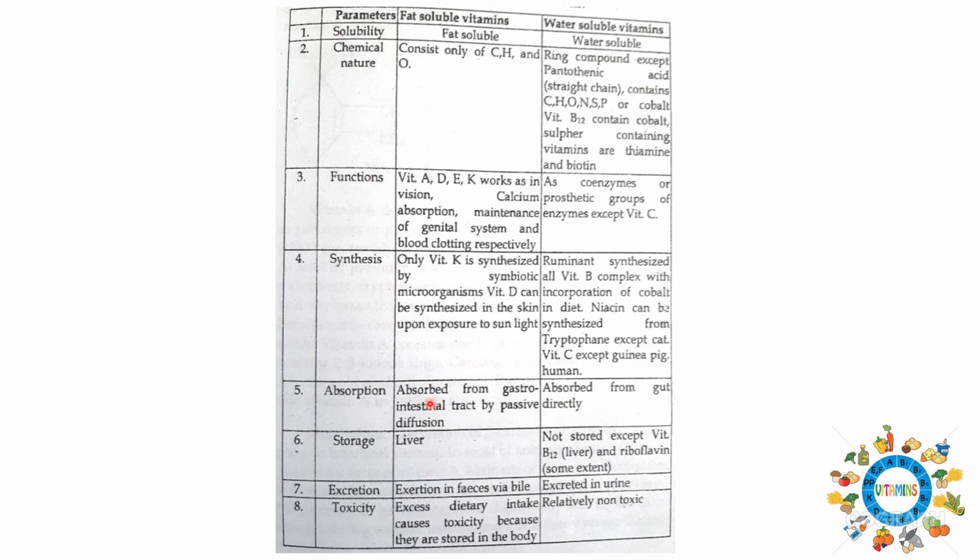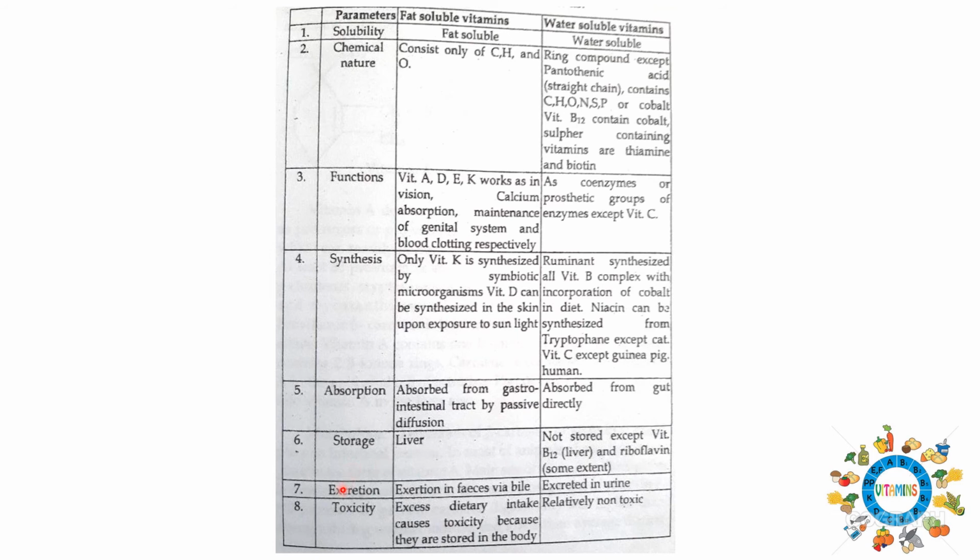Further, absorption: fat-soluble vitamins are absorbed from the gastrointestinal tract by passive diffusion. Water-soluble vitamins are absorbed from the gut directly. For storage, yung mga fat-soluble vitamins natin, doon sila sa liver na i-store. While yung water-soluble natin, because they are water-soluble, they are not stored, except for vitamin B12, which is stored in the liver, as well as yung sa riboflavin.